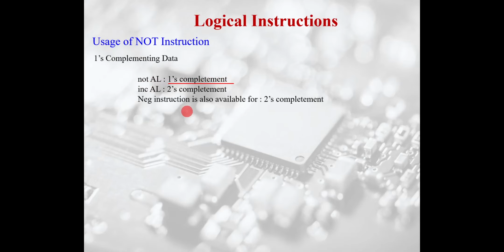If I have to do the twos complement, then I have to add 1. So after doing a NOT, if I do INC AL, then I will get the twos complement. But generally, if you want the twos complement, you don't have to do these two instructions. These two instructions combined, an instruction known as NEG, is available. So when I write NEG AL, the twos complement of AL will be available in AL. So you can use this in a single instruction.